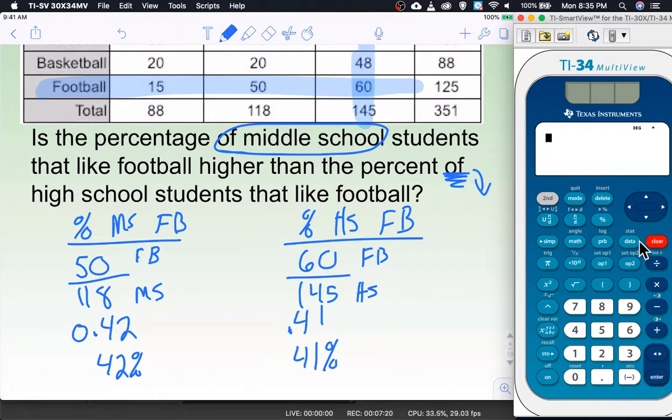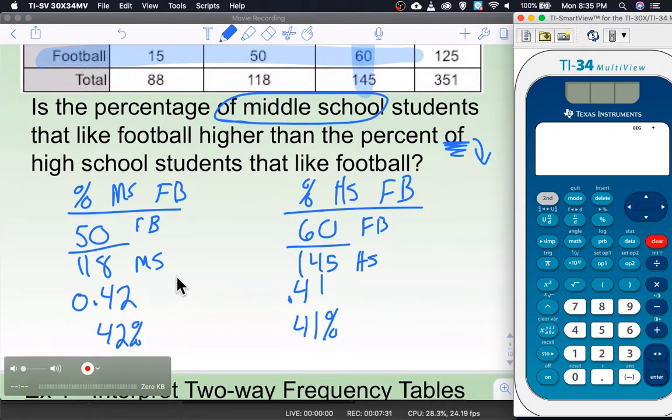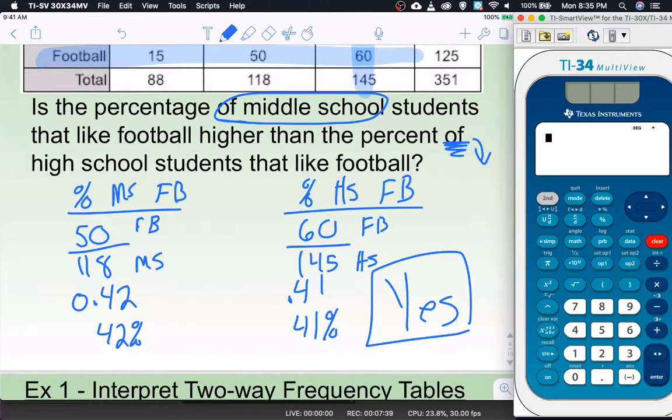So now we're actually ready to answer the question. Is the percentage of middle school students that like football higher than the percentage of high school students that like football? Is this percentage, middle school, higher than the high school percentage? Yes, is our answer. There are more middle school students by percentage that liked football than high school students, even though the number was lower.